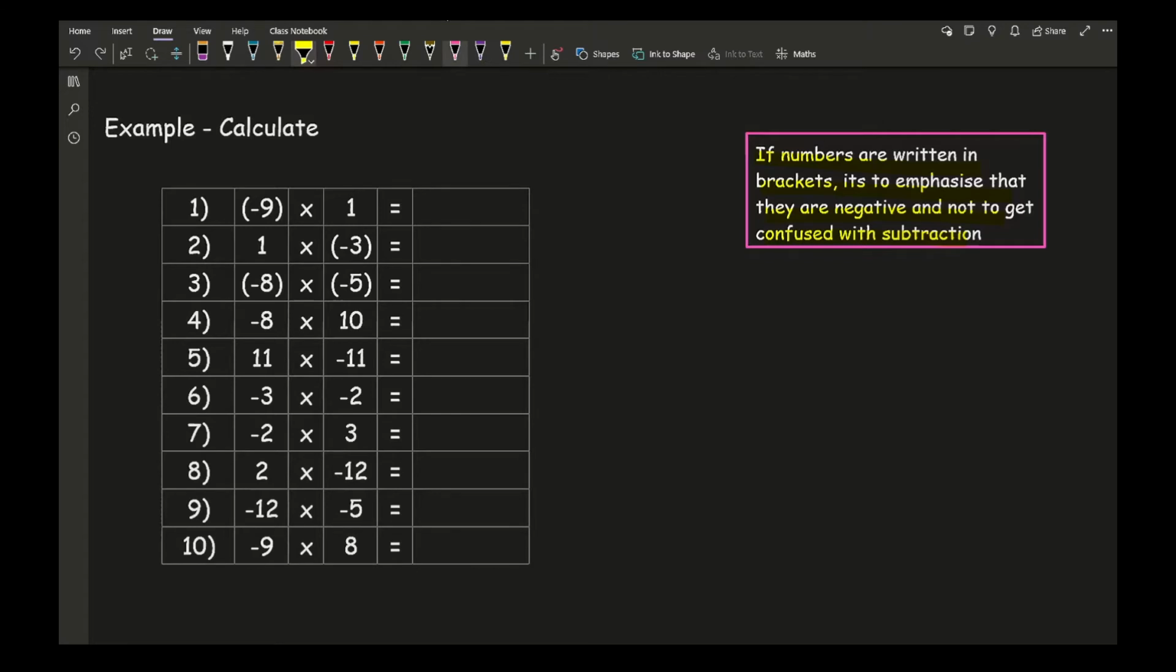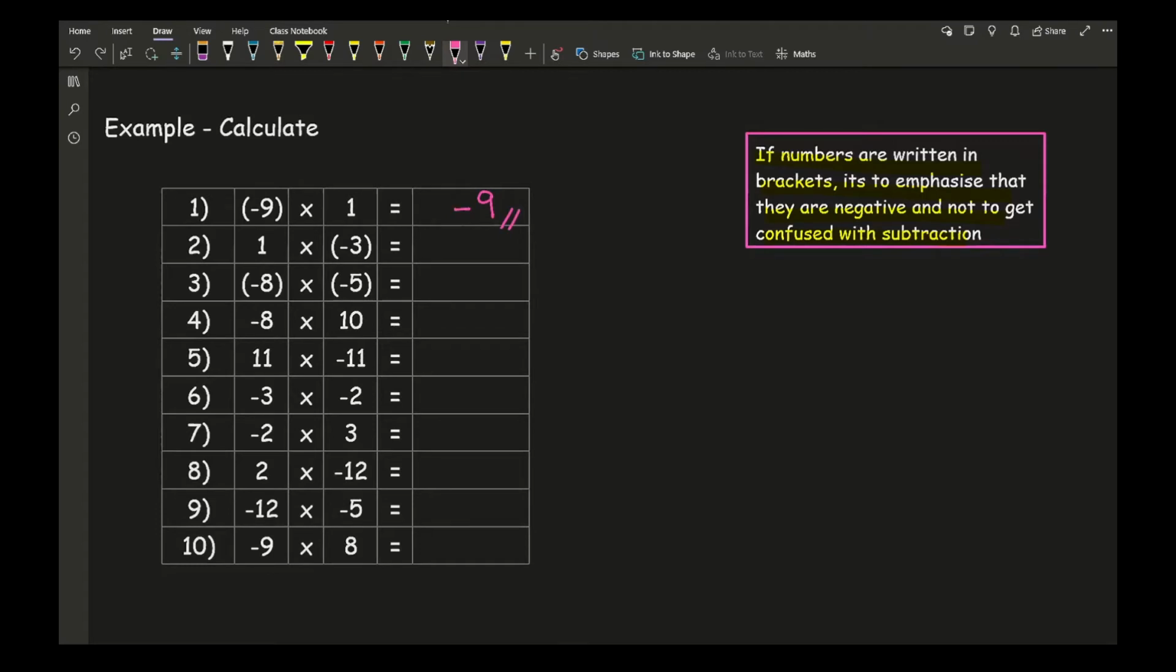So let's put into practice what we discussed earlier. Here we've got -9 times 1. The first thing I'm going to do is 9 times 1, which is 9. And so all I've now got to decide is, is it -9 or is it +9? Now in question 1, you can see I've only got one negative number. 1 is an odd number, so therefore it's going to be -9.